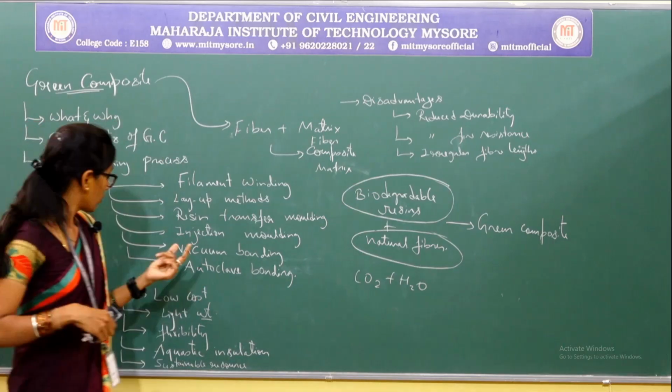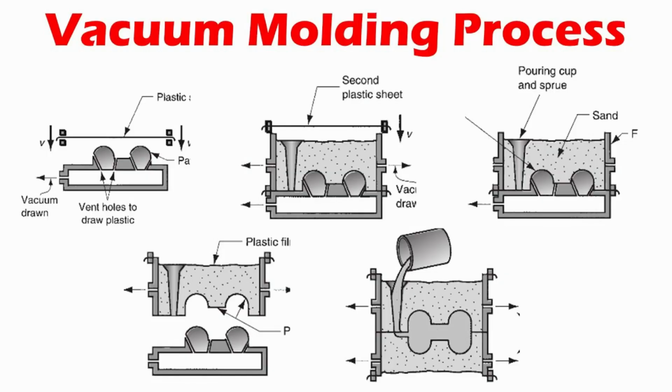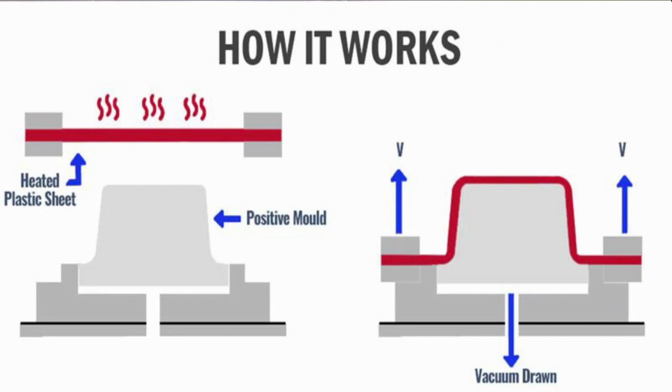Okay, so now vacuum bonding. Let's see how the vacuum bonding is carried out. In this method, the composite is first placed over a mold, then a vacuum bag is placed over the top, and then the air is removed, which forces the bag down into the layup with a pressure of 1 bar. The whole assembly is then placed into an oven to cure the resin, and the material is produced in a relatively shorter time.